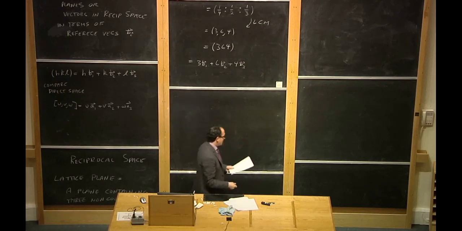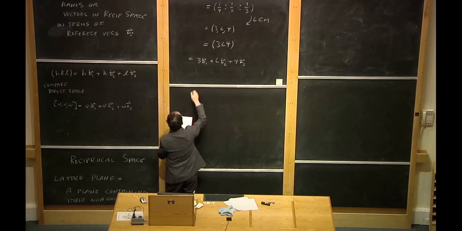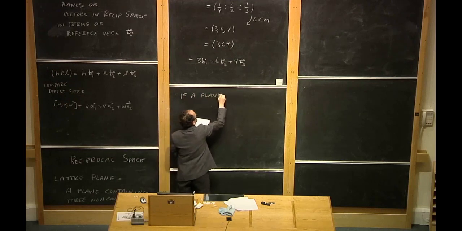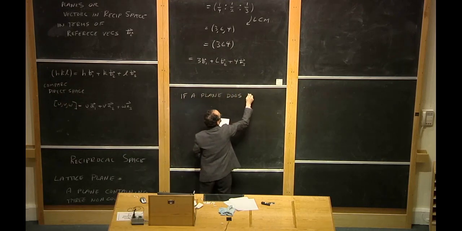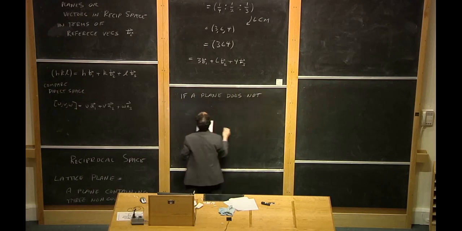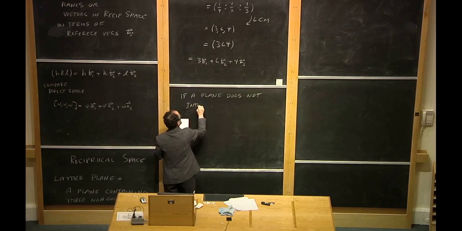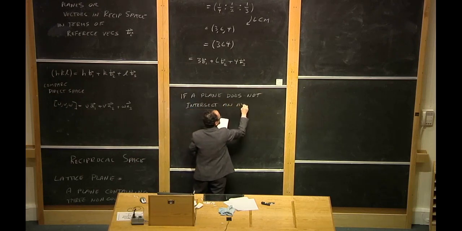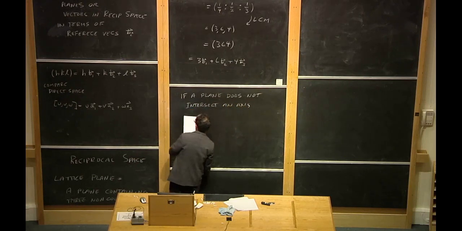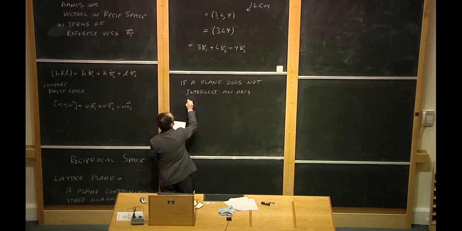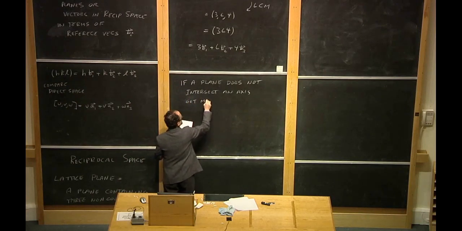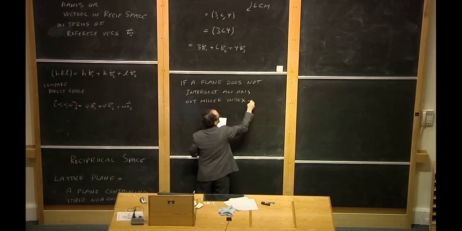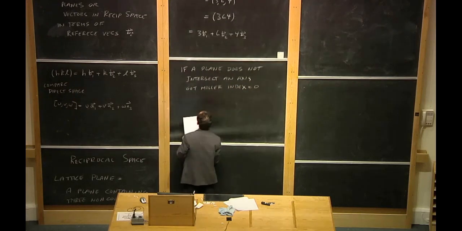There are some cases which are a little more complicated. If a plane does not intersect an axis, then you get a Miller index equal to 0. Let's see if we can explain why that is.